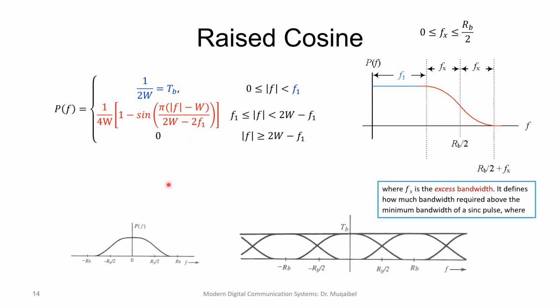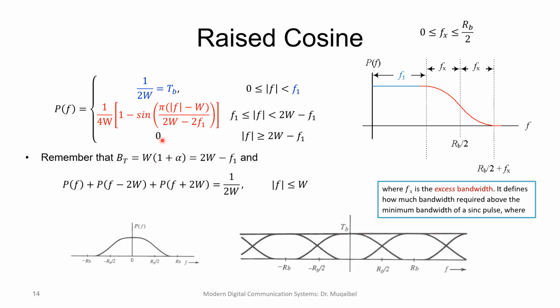Now, the raised cosine satisfies the Nyquist criterion because if you take this waveform and shift it to the right and to the left at multiples of W or multiples of the sampling frequency, you get a constant. If you keep adding to the right and to the left, you get a constant amplitude which satisfies the Nyquist criterion.